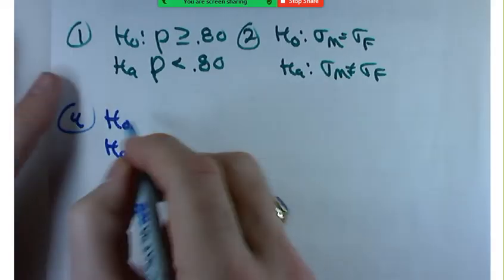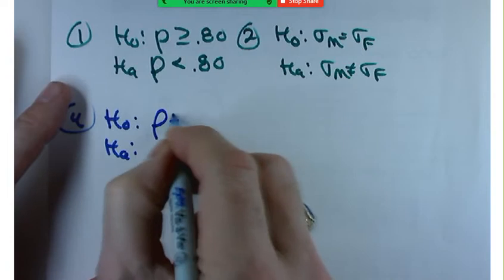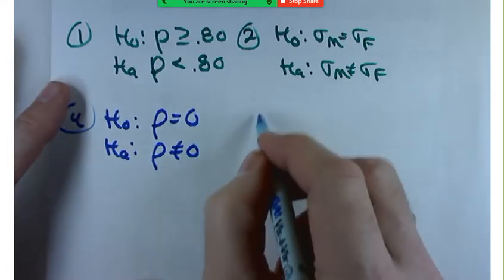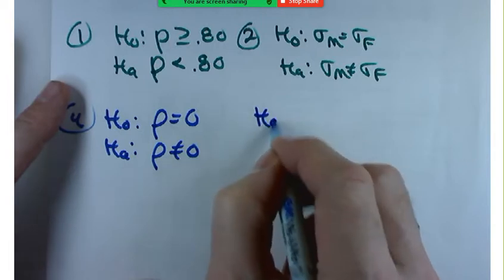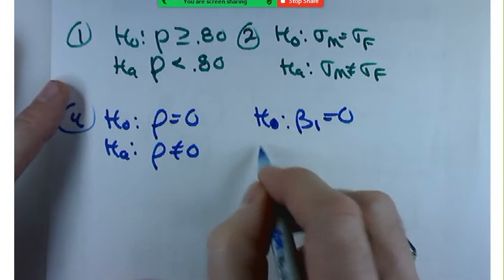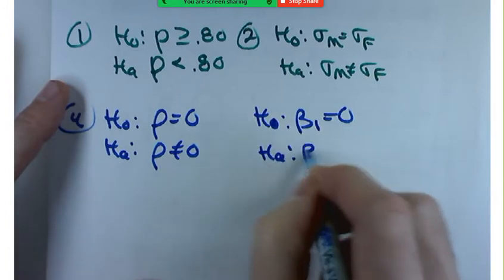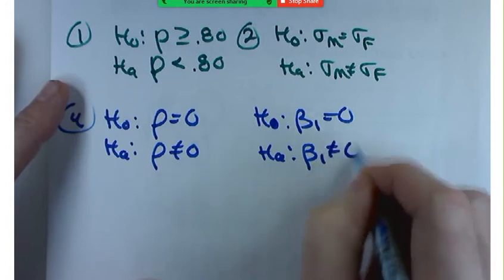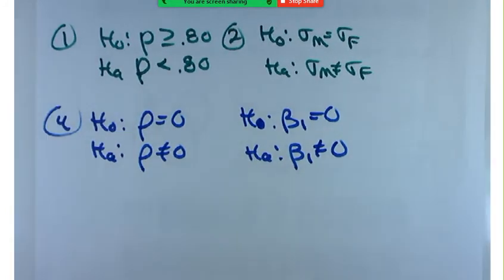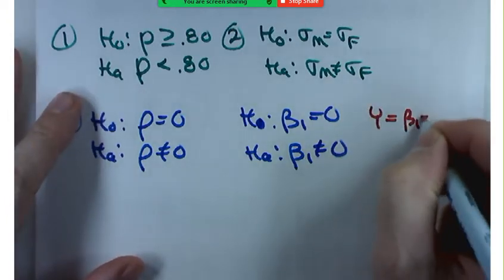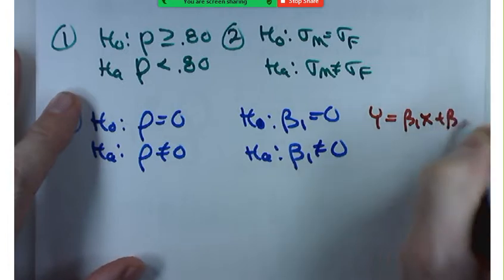So the correct answer here was rho equals 0, and rho is not equal to 0. You could also say that if this was, say, a linear regression, beta 1 equals 0 versus beta 1 is not equal to 0. That's assuming that you're dealing with this model, that is, y equals beta 1 x plus beta 0.